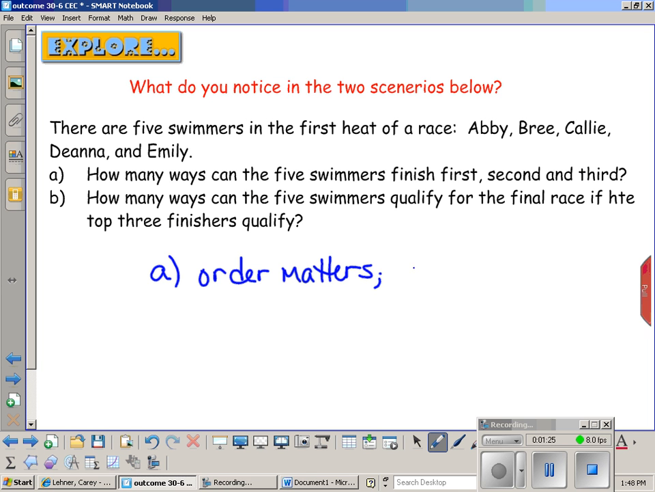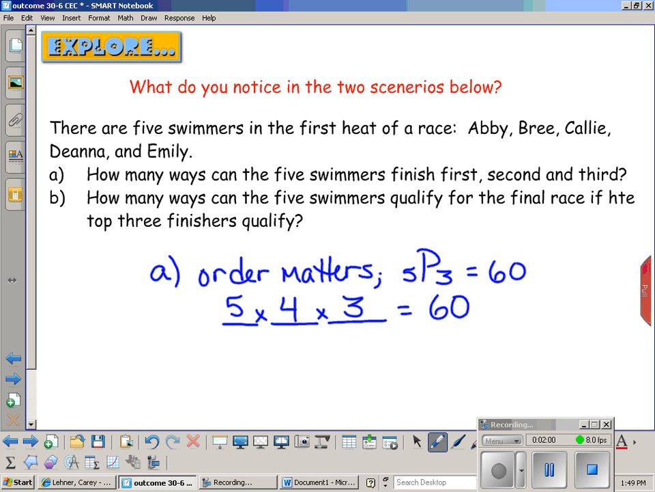If you're using your permutation formula, we've got 5 people in this race, and we are ordering 3 of them, first, second, and third. So there are 60 different ways that these swimmers can finish first, second, and third. If you would have used the fundamental counting principle, 5 of them could have finished first. Once one of them finishes first, there are 4 left to finish in second spot. Once we've chosen another one, there are 3 people left that could finish in third. And that gives us 60.